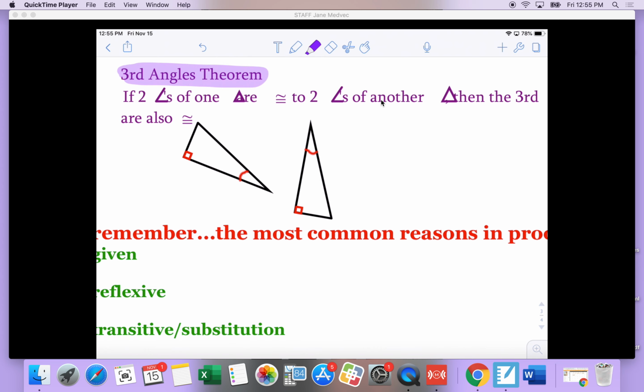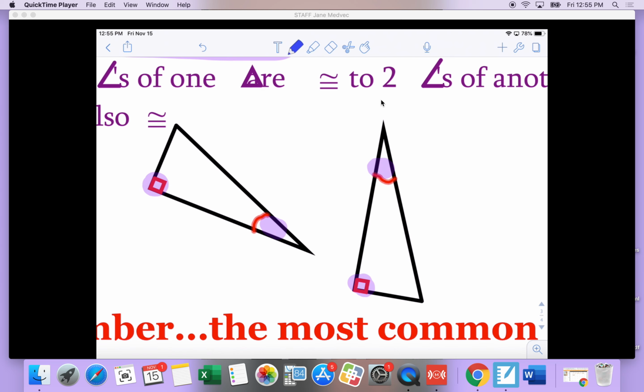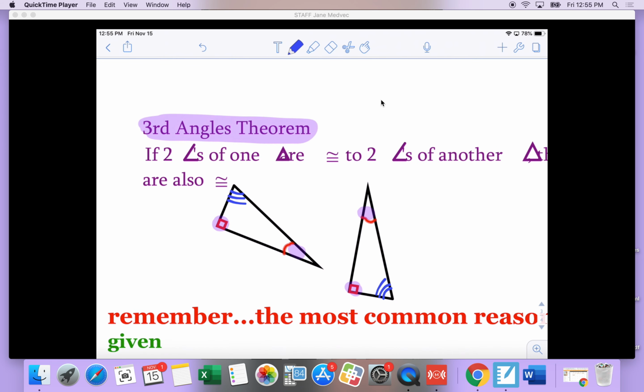So you'll notice that I've got a right angle, I've got a right angle, I have a 1 hash and I have a 1 hash, those are congruent. And so I know that that third angle is also congruent. And that's really important to note. Okay, you will be using that quite a bit in proofs. And it's called the third angles theorem.